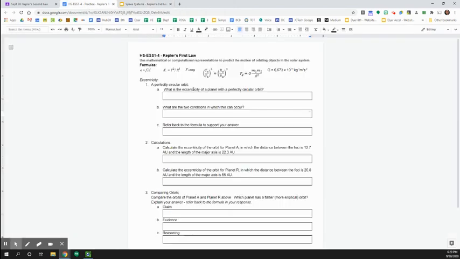Please remember that we have a quiz over Kepler's first law and that you need to make sure that you get this homework done so that you can take your quiz on Thursday. We will not be able to use notes on the quiz. So your quiz won't be open notes. So you're going to need to make sure that you are ready to take that quiz.